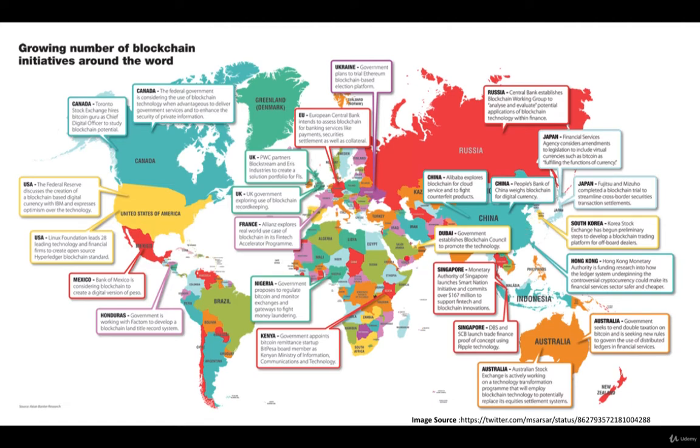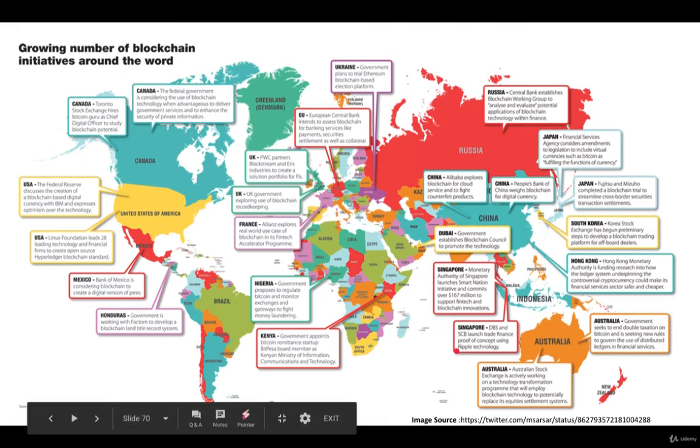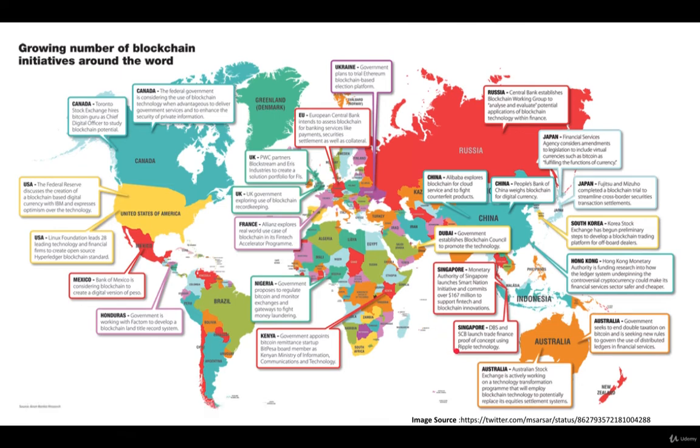Dubai is also looking at blockchain, has established a blockchain council to promote technology in most of its government sector applications. Singapore, Monetary Authority of Singapore is launching Smart Nation initiative, and it's going to commit a large amount of funding to support fintech and blockchain innovations. Singapore DBS and SCB has launched a trade finance proof of concept using Ripple.